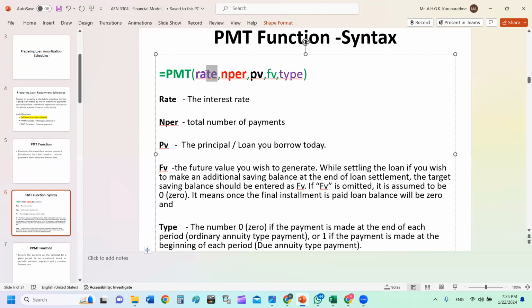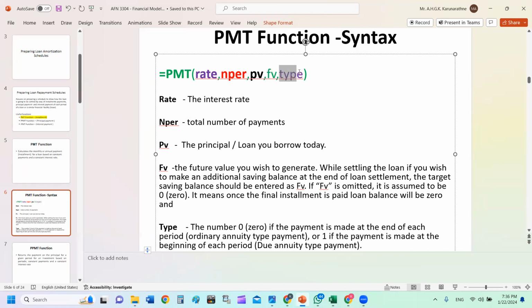So first put the loan rate. NPER means number of loan installment payments paid. Present value means your loan amount you borrow. Future value, some people want to fully settle the loan and create a saving balance so you can take home that balance, right? So if you have any idea of settling the loan and generating a saving balance, that saving balance should be put as the future value, future target saving balance.